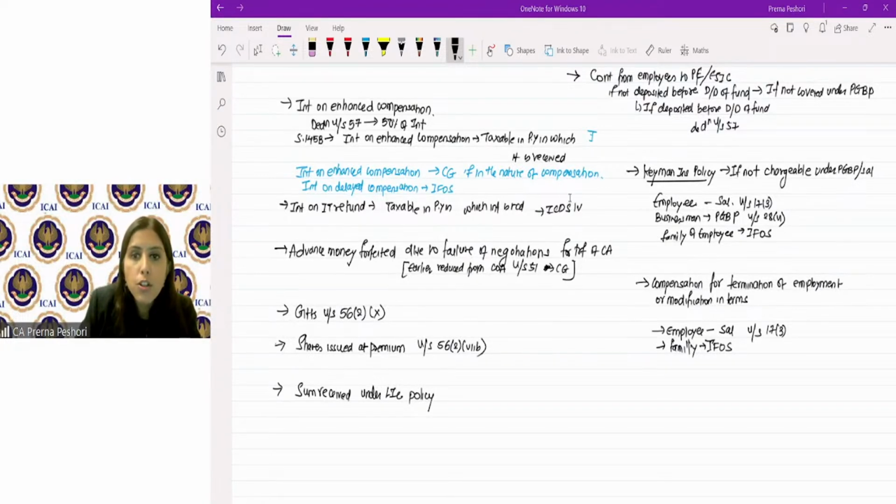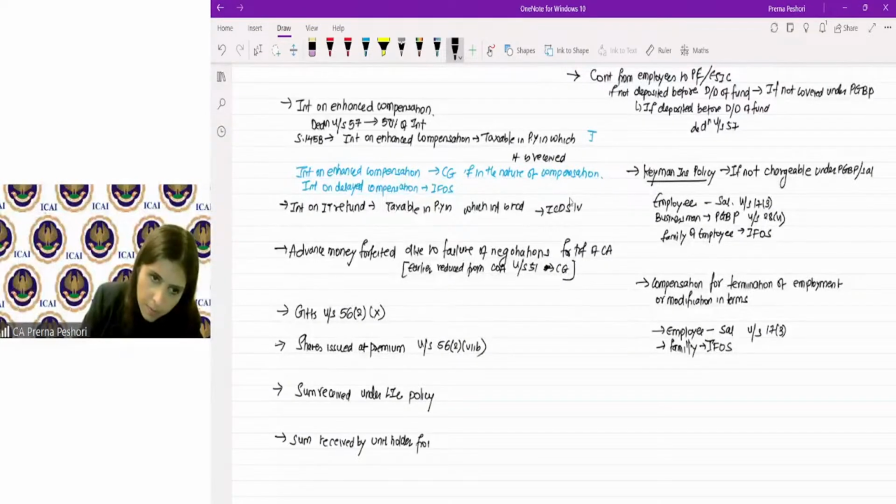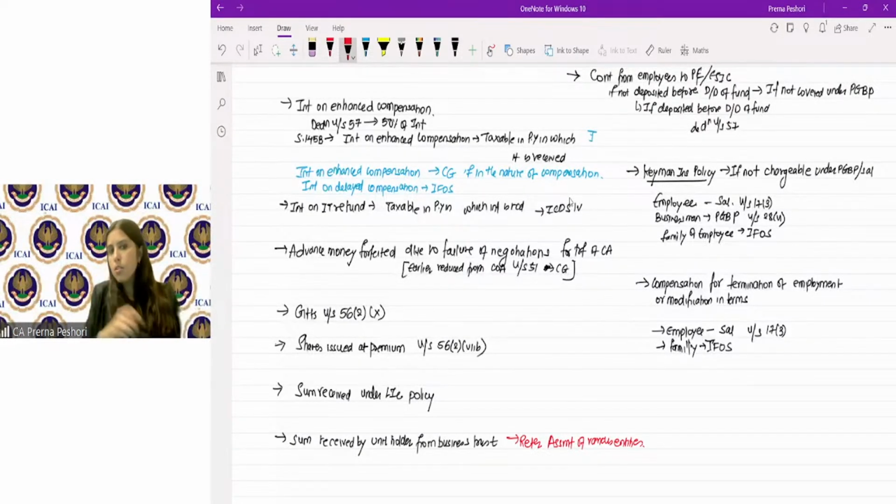And sum received by unit holder from business trust. This you can write down, refer assessment of various entities. This is what we are not going to discuss today. Sum received under LIC policy, this we are going to discuss tomorrow. Rest, we are going to cover today. Now first we'll start with the dividend taxation.